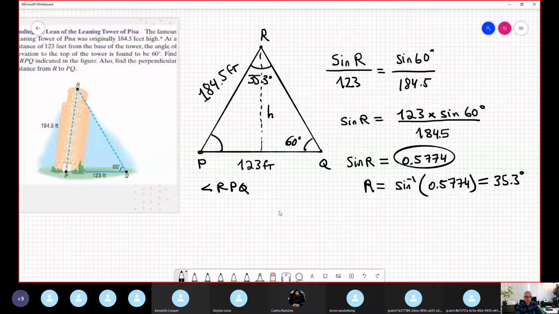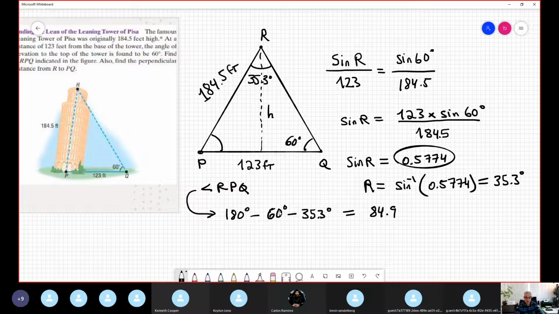Same result. Okay, now my goal is to compute this angle. But this angle is easy because it's 180 minus 60 minus 35.3. And the answer is 84.9. As a conclusion, for the Tower of Pisa, the inclination is 84 degrees, almost 85 degrees.